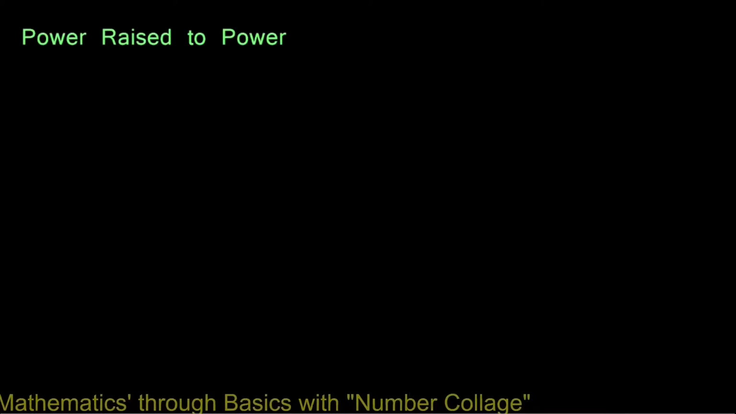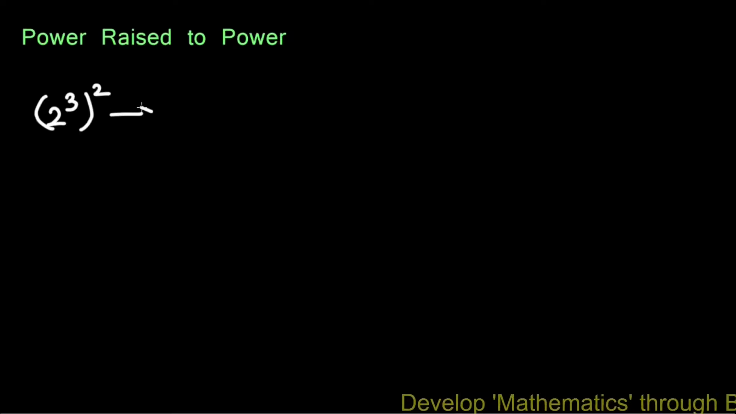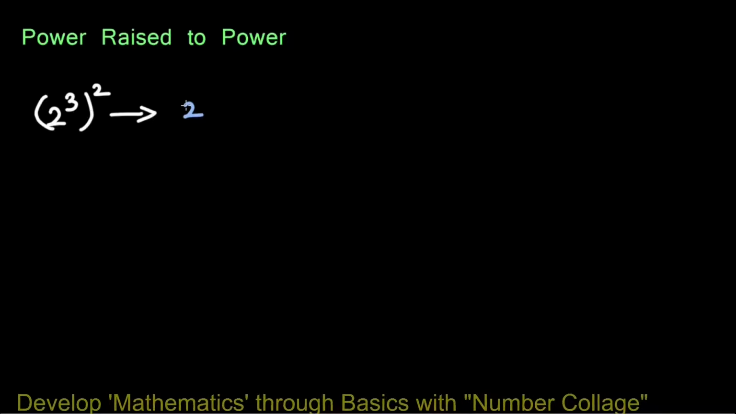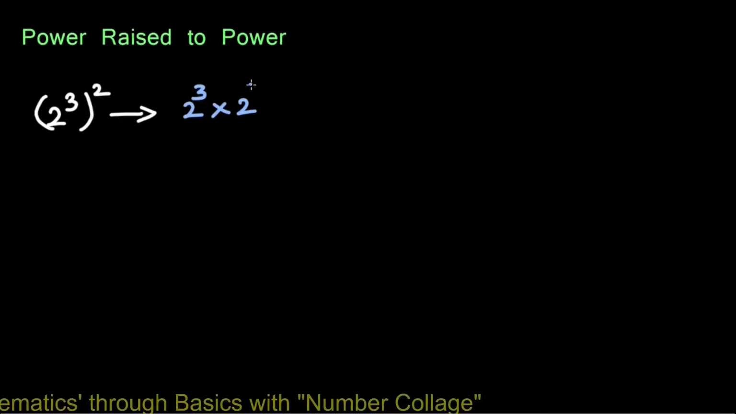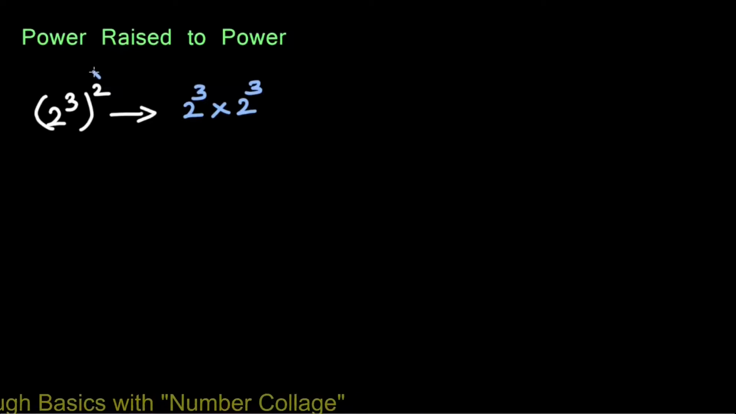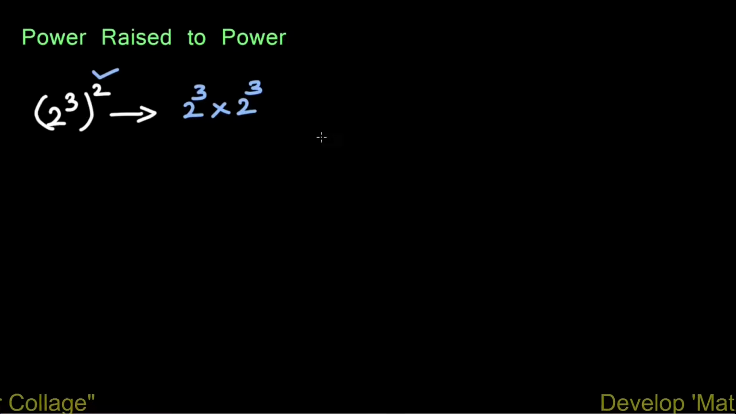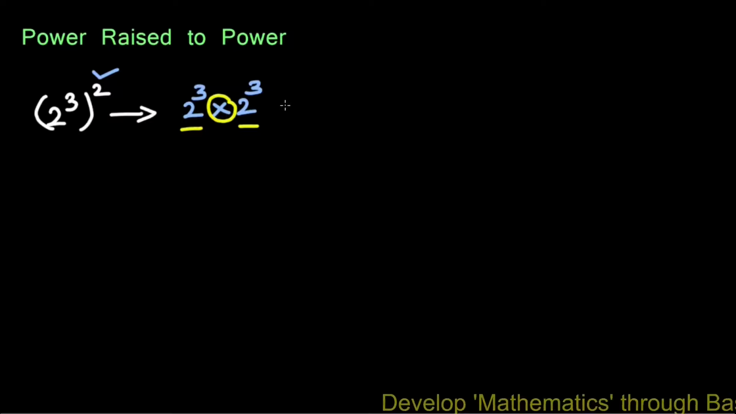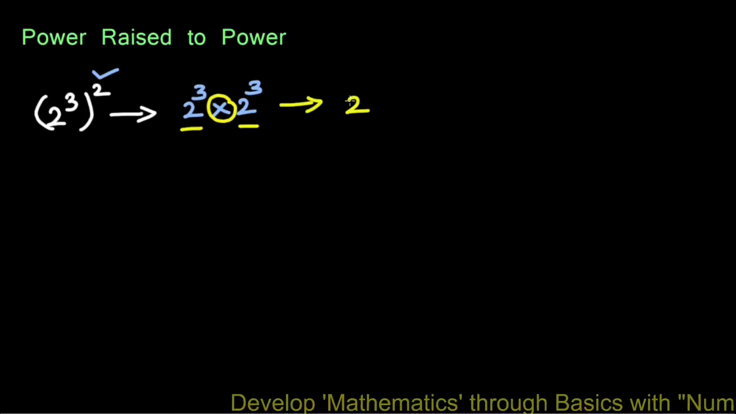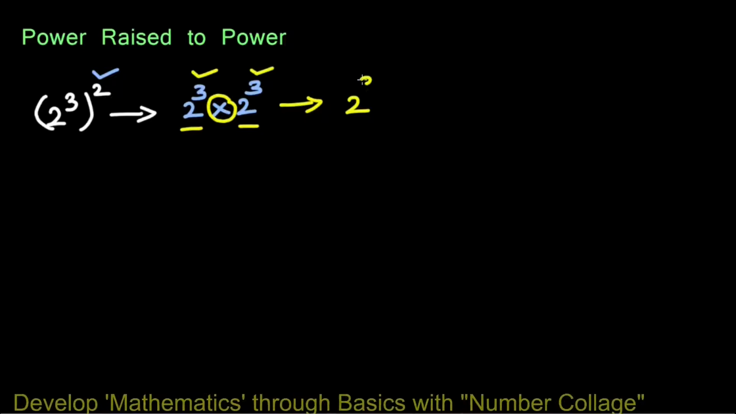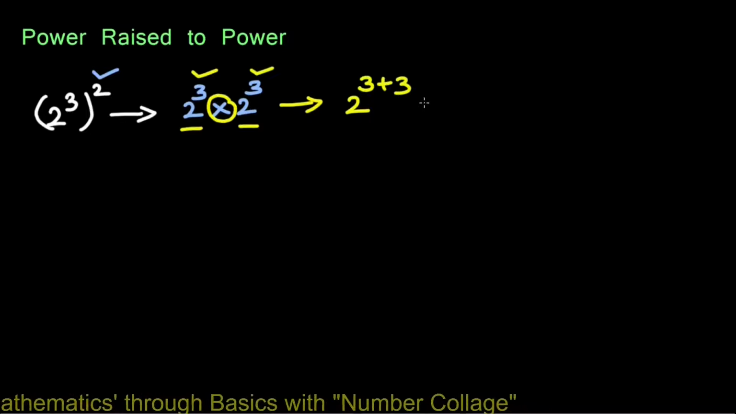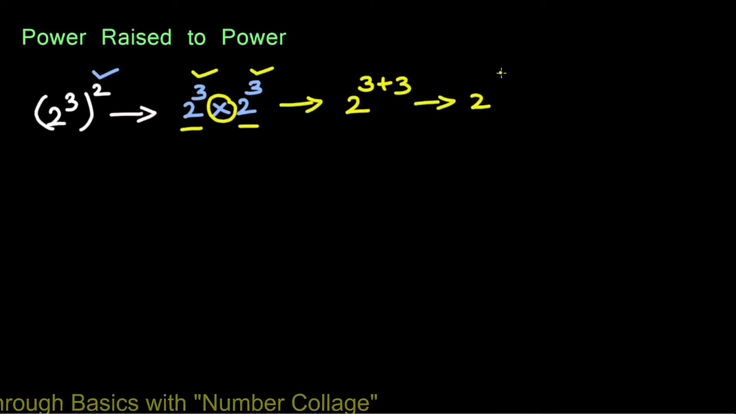Now we will see how to calculate when the power of a number is raised to another power. For example, how to calculate 2 cubed squared. As usual, first we will write it as 2 cubed multiplied by 2 cubed 2 times because it is square here. Now since the base is same and there is multiplication sign between the two numbers, we will raise the same base to the addition of the powers 3 and 3. So that gives us 2 raised to 6.